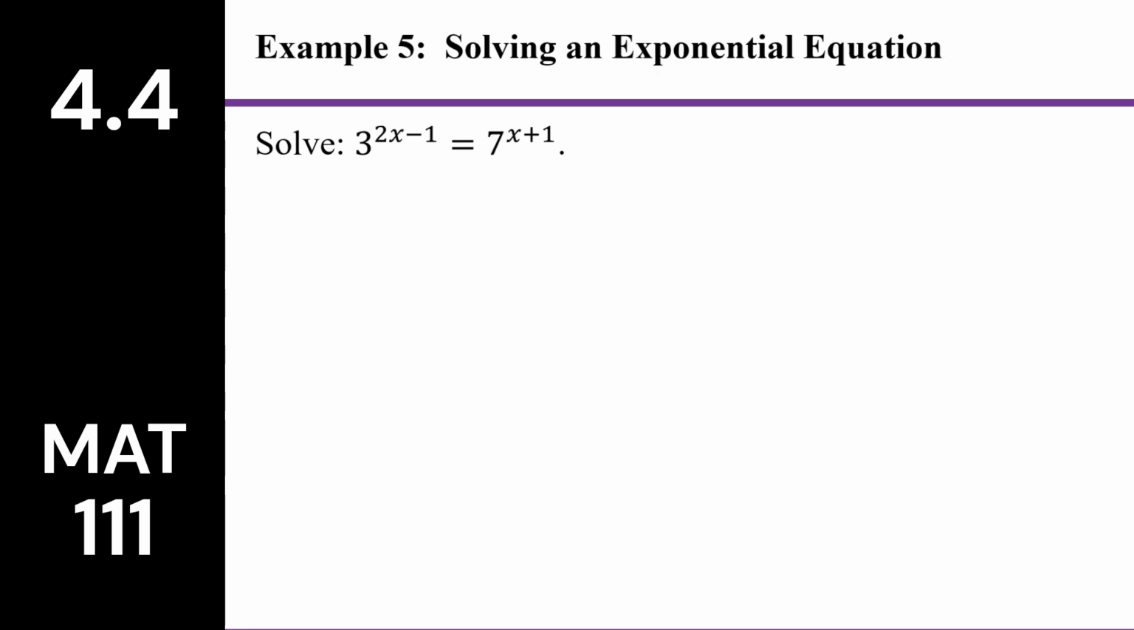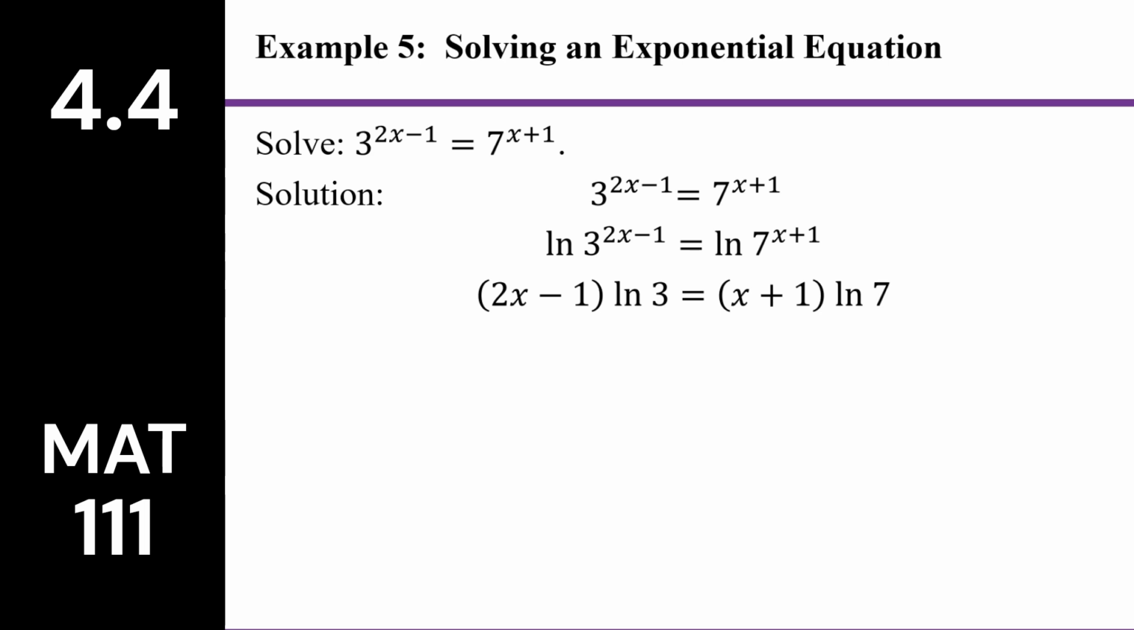In example 5, once again, we have a situation where we cannot write both sides with a common base, so we'll take the log of both sides. It does not involve base 10, so we'll take the natural log of both sides. Once we do that, we can slide the exponents down in front, and then we need to distribute. So we'll distribute the natural log of 3 to the 2x, giving us 2x natural log of 3. We then distribute the natural log of 3 to the negative 1, giving us minus natural log of 3. That's going to equal, and then we distribute the natural log of 7 to the x, and we multiply natural log of 7 times the 1.